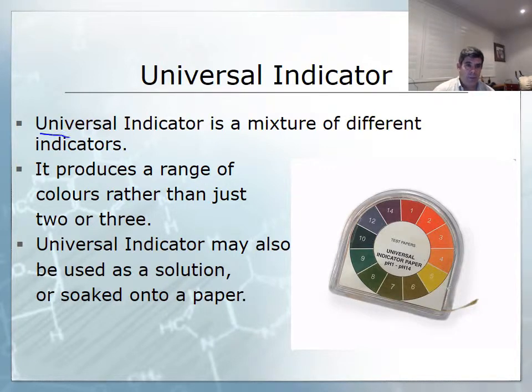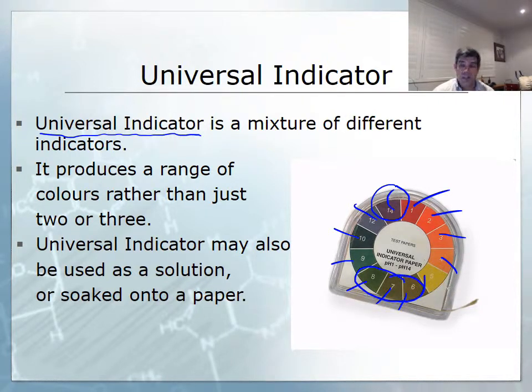Universal is probably a fairly common indicator with which you may be familiar. And of course, the thing with universal is it has a huge range of different colors that correspond to different values of pH. So strongly basic solutions around here, pH 14, and they're purple. Then in the region around neutrality, they're green. And then in the acid region, orange to red.